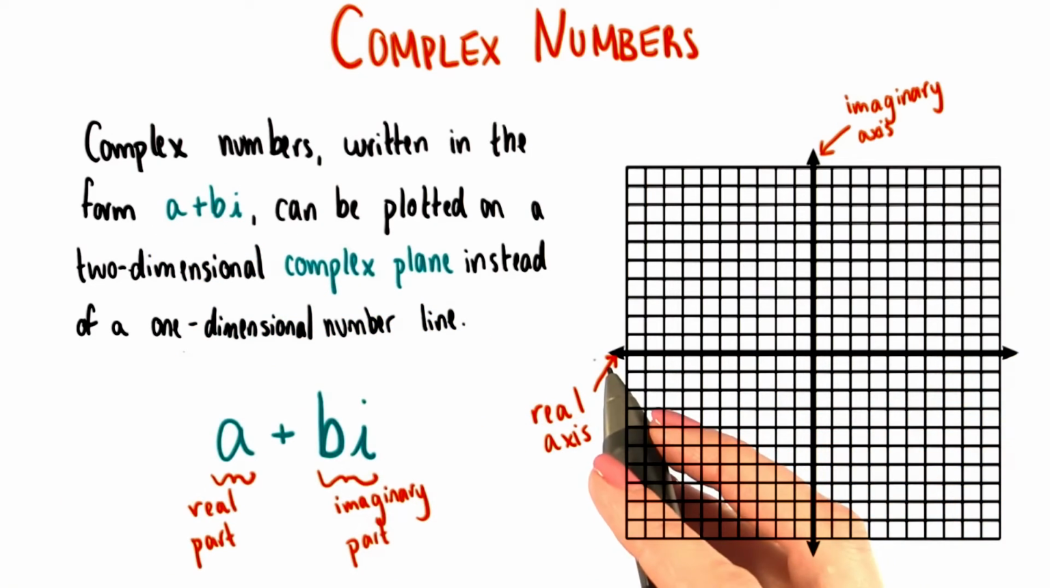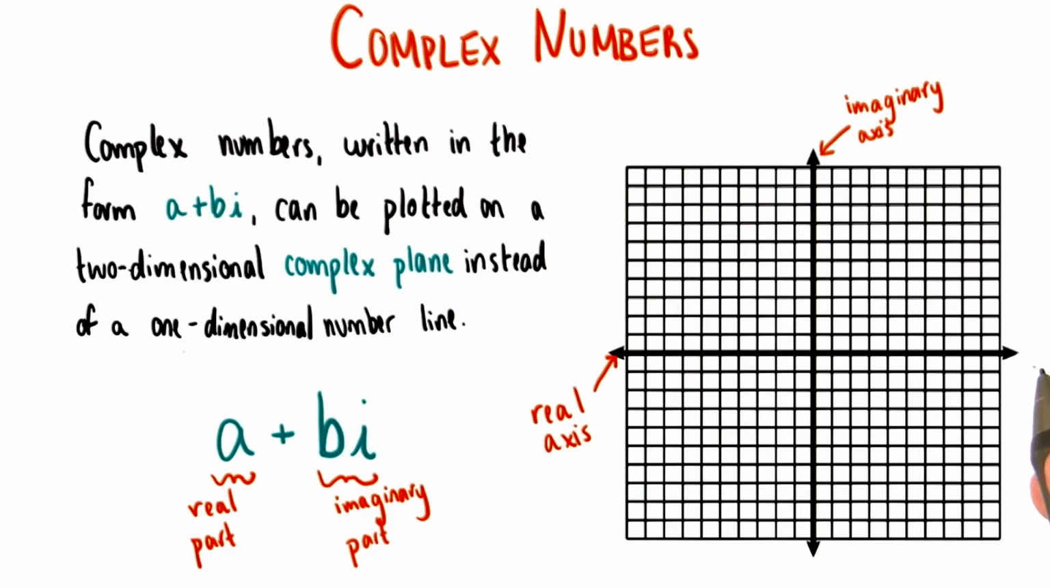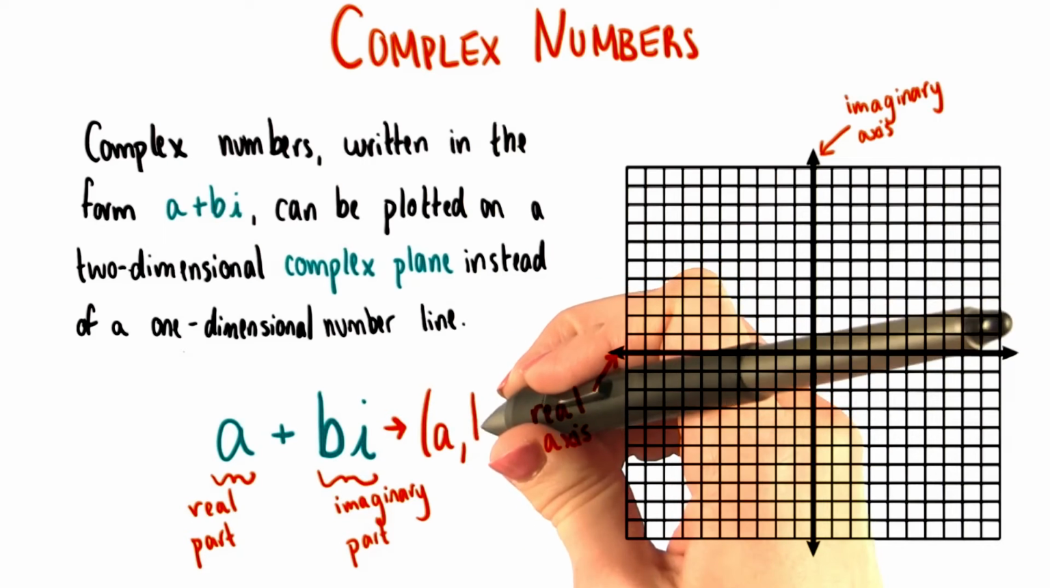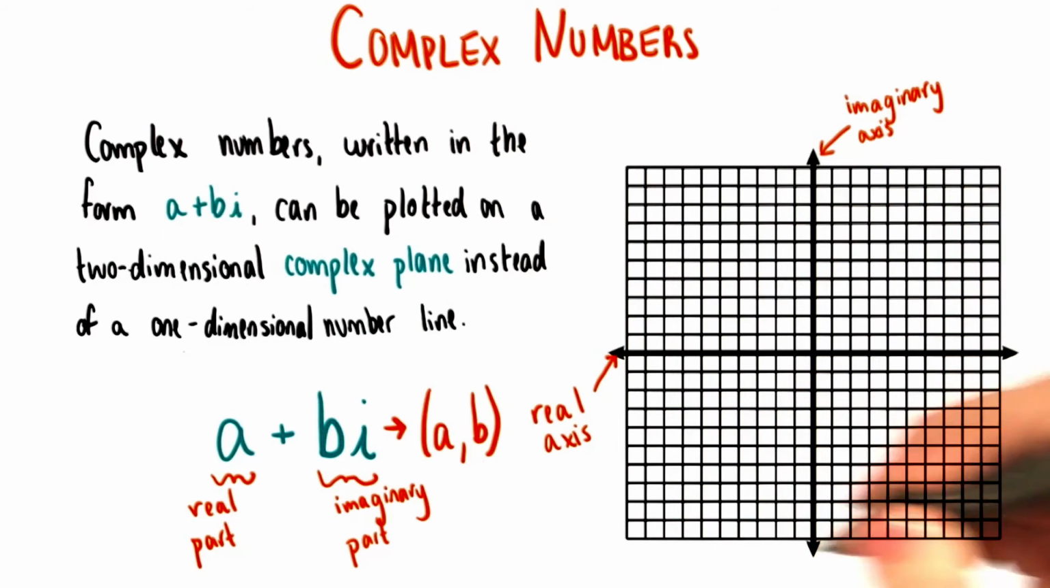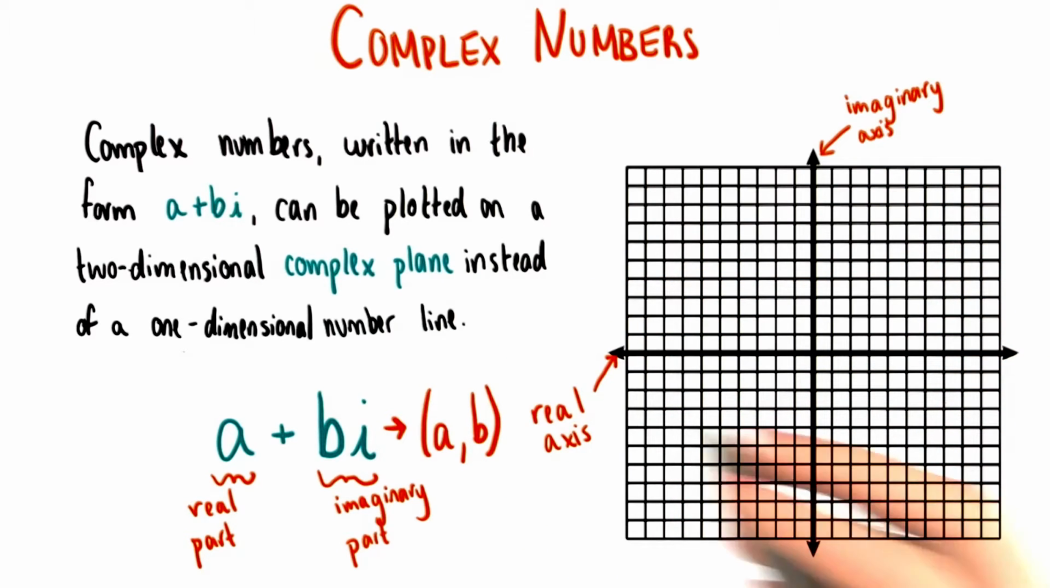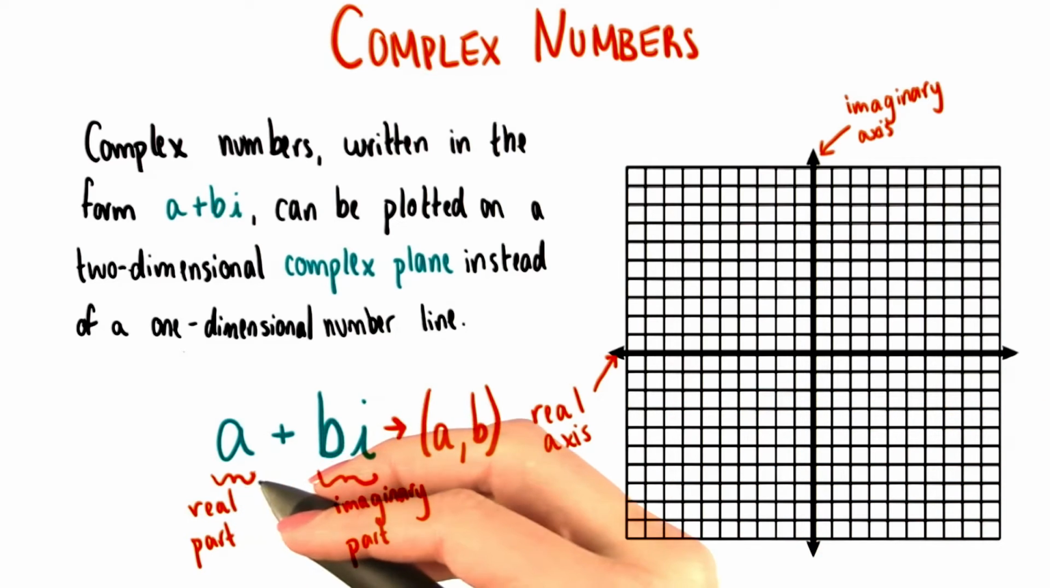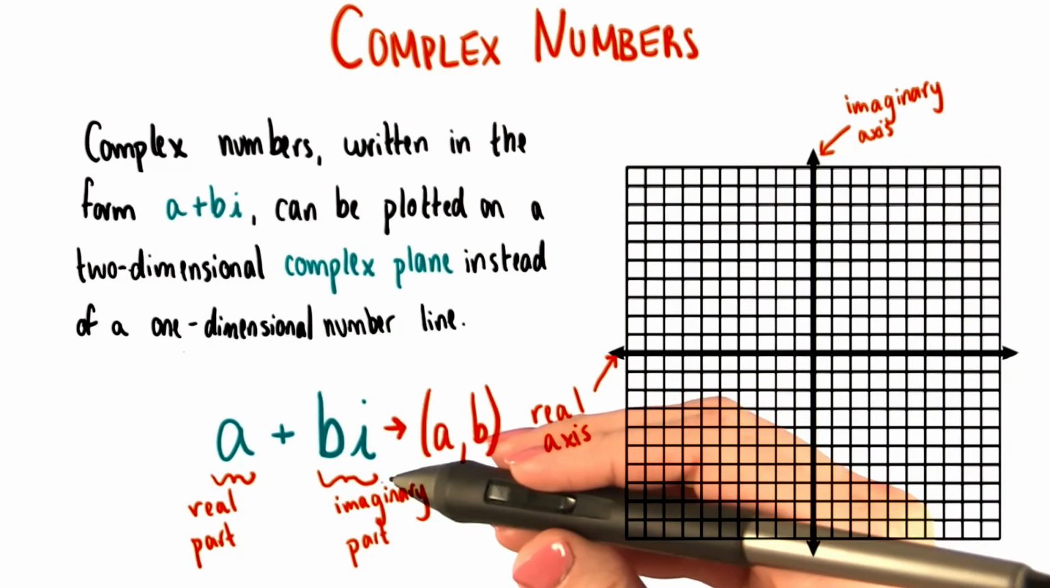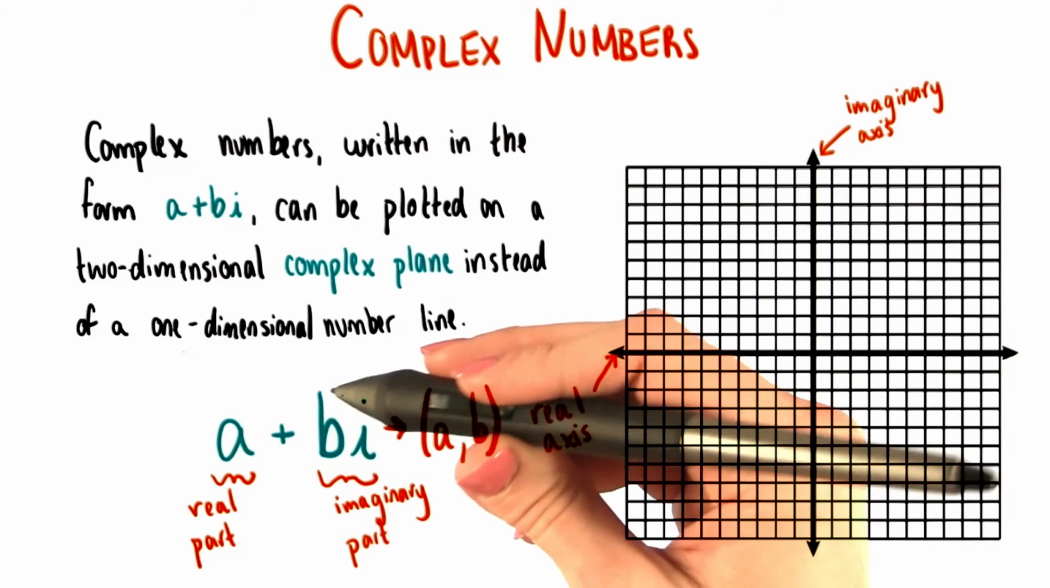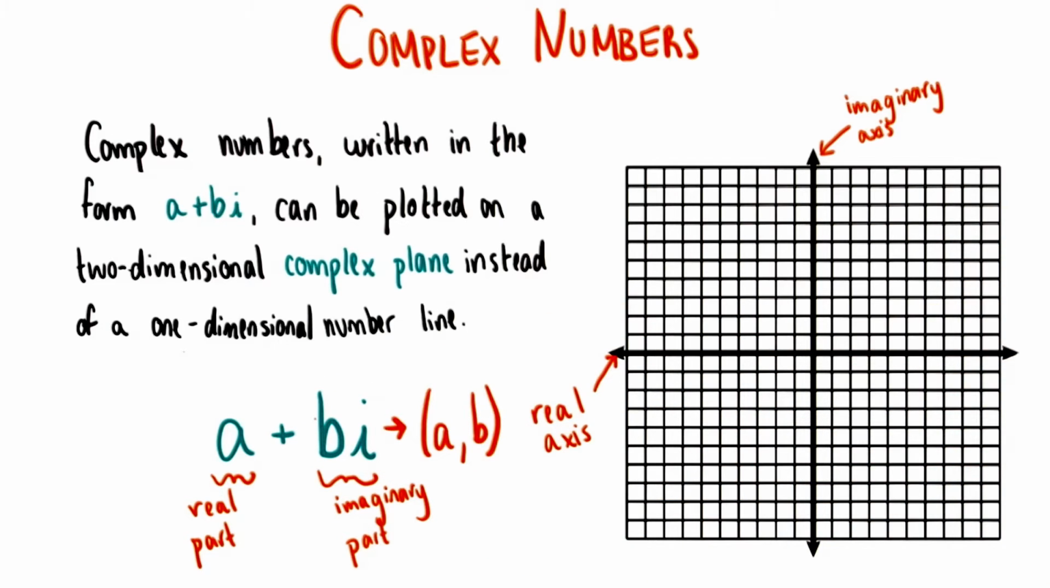What we do is we label this horizontal axis on our plane the real axis, and we say that the vertical axis is the imaginary axis. So for any complex number written in the form a plus bi, we can instead write it as the point a comma b on this coordinate plane. So the horizontal coordinate comes from the value of the real part, and the vertical coordinate comes from the coefficient of the imaginary part. Let's look at an example.